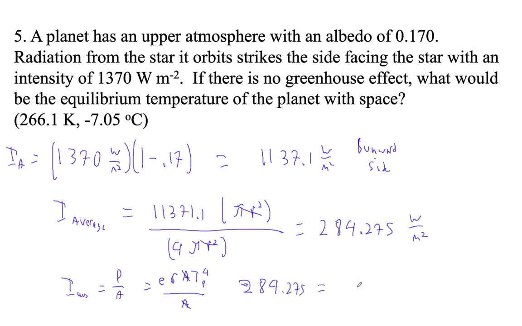So we end up with 284.275 equals, the emissivity we're just going to say is 1, times 5.67 times 10 to the minus 8th times some equilibrium temperature for the planet to the 4th, okay? So ultimately what I'm going to do is take the number on my calculator, divide by 5.67 times 10 to the minus 8th, which is a huge number, and now I'm going to raise that to the 1/4 power.